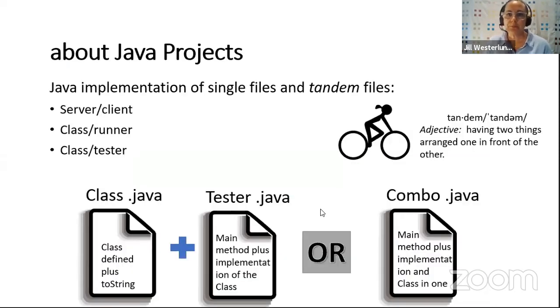So on the way there, and I went through this a couple of weeks ago, all of these words might be different and new than the way that your day-to-day teacher talked. Client server is one vernacular. Class runner, class tester. I use the word tandem files in my room because there's two wheels on a bicycle and one wheel comes in front of the other. I know that a bicycle built for two is often called a tandem bicycle because there's two people on that bicycle and one of them sits in front of the other. So, whichever. It can look like a class file and a tester file, or you can combine it.